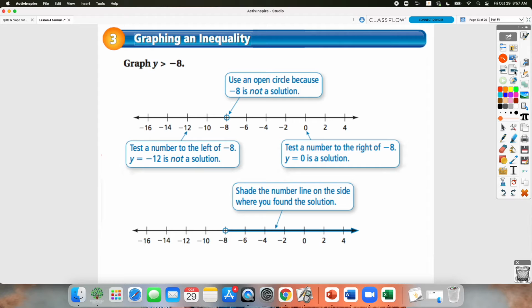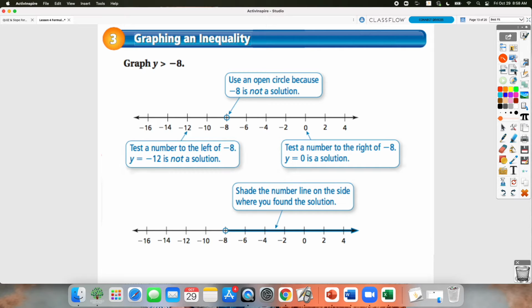Okay, so if we have y is greater than negative 8, why are we using an open circle on our graph? Yeah, it's not going to be equal to negative 8. It's strictly greater than, not greater than or equal to. And then the numbers to the right of the number line are shaded in. Why are we only shading the numbers to the right of negative 8? Because all of those numbers are greater than negative 8. They're to the right of the number line, so they're going to be more than negative 8.